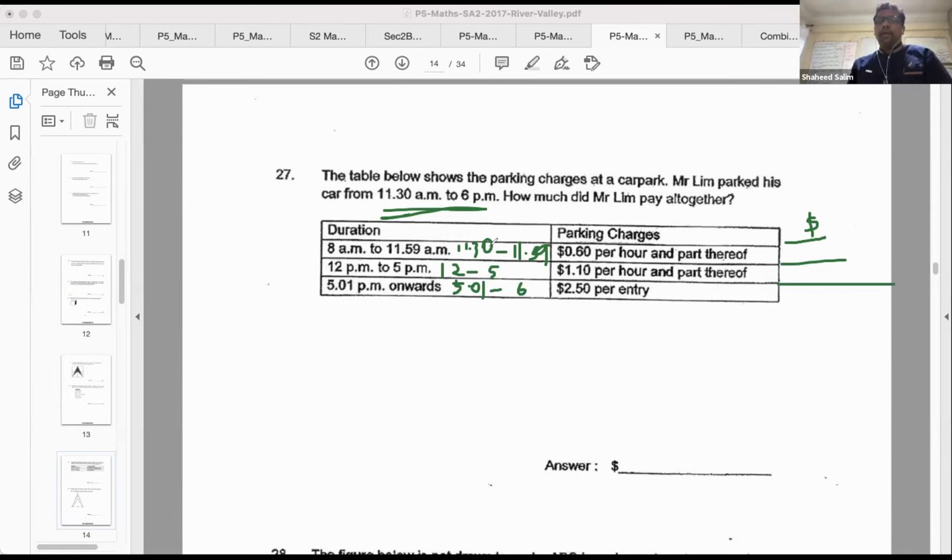Okay, I already filled it up for you. 11:30 to 6. We divide 11:30 to 11:59. How much? 12 to 5. How much? 5:01 to 6 p.m. How much?